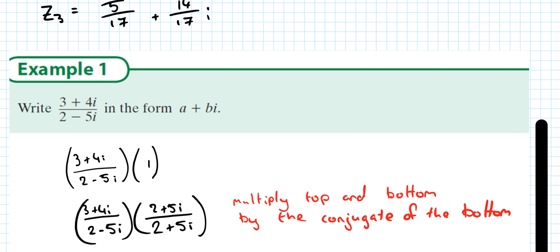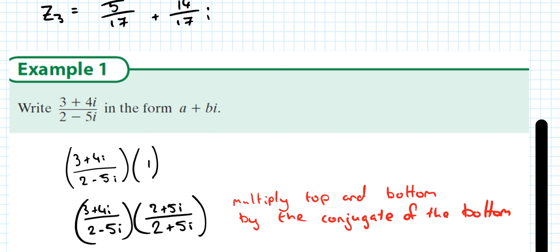So I want to write this in the form of a plus bi. So it's basically saying just simplify this as much as possible. The only thing I can multiply by is 1. But I know that 1 is the same as anything over itself. Need to remember, multiply the top and the bottom by the conjugate of the bottom. So the conjugate of the bottom is 2 plus 5i. So it's 2 plus 5i over 2 plus 5i.